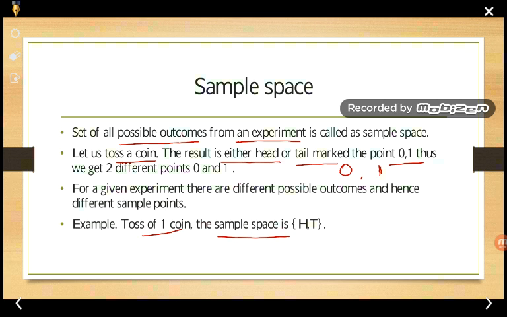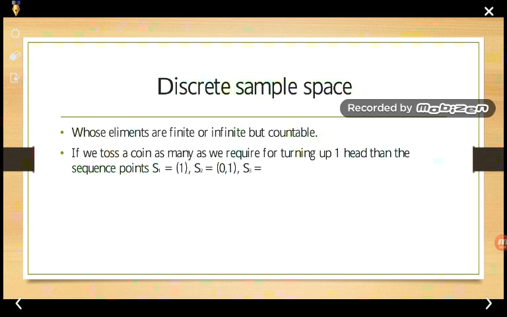Next is the discrete sample space. A sample space whose elements are finite or infinite but countable is called a discrete sample space. So whether the elements are finite or infinite, they should be countable. It must be countable. So a sample space whose elements are finite or infinite but countable is said to be a discrete sample space.